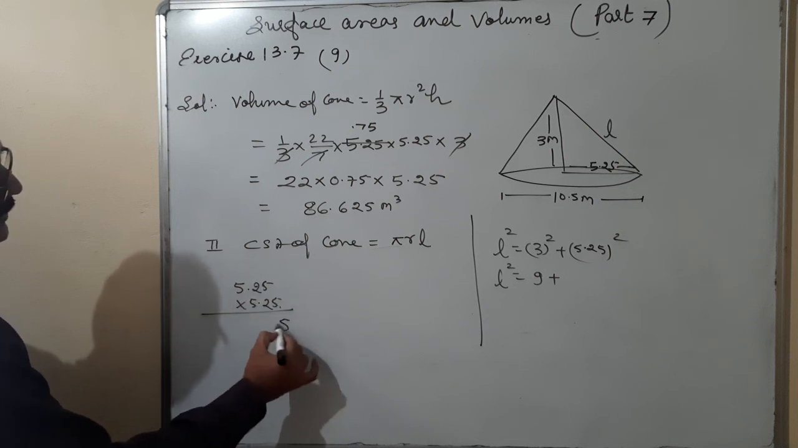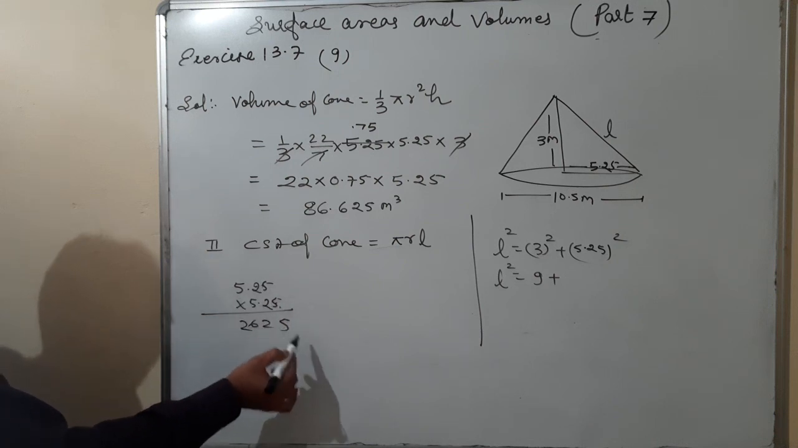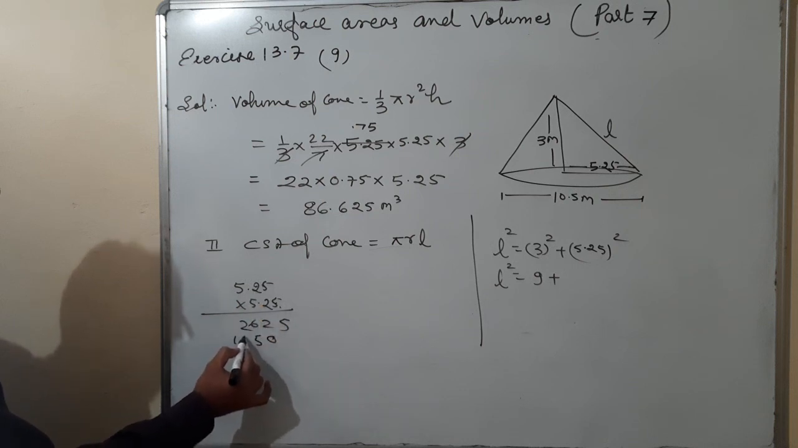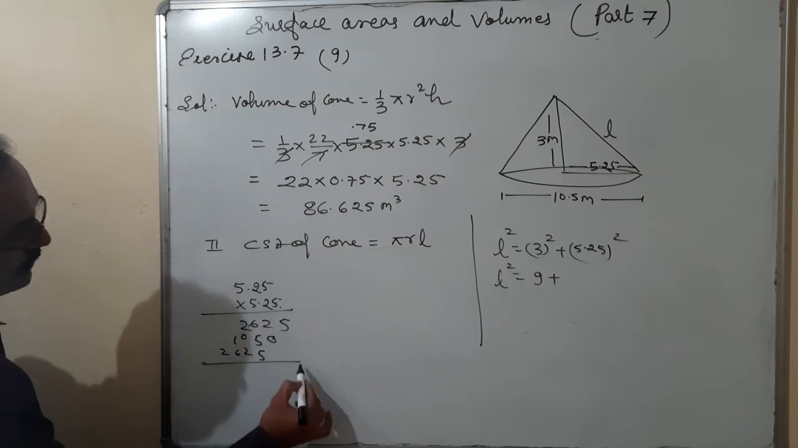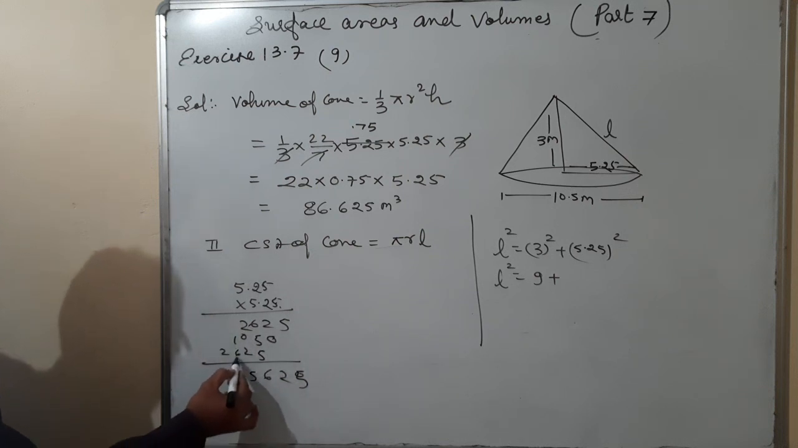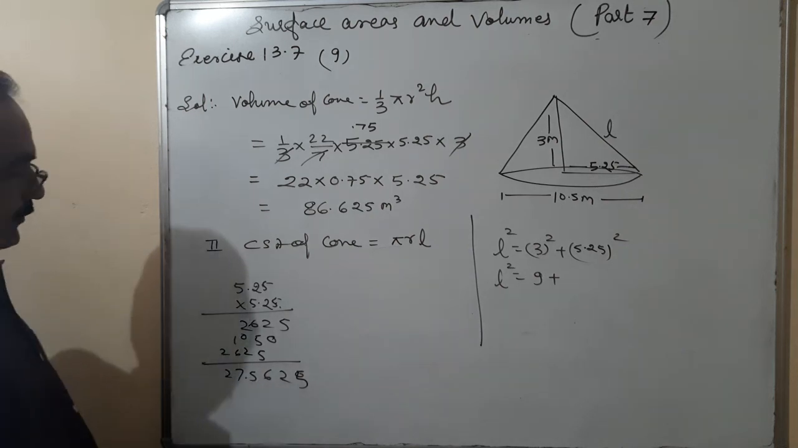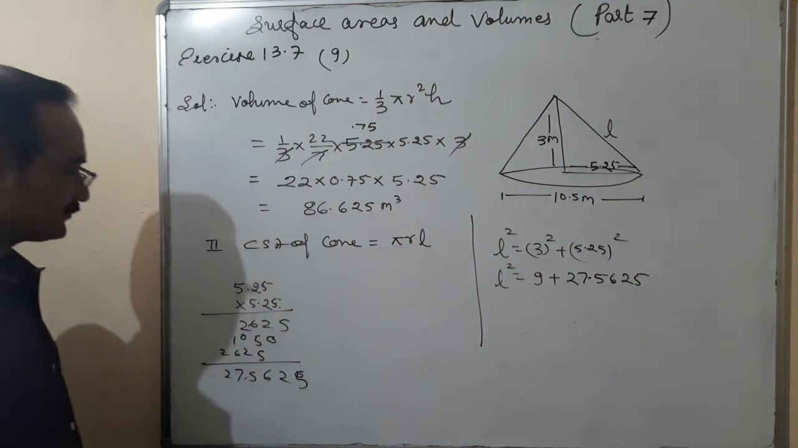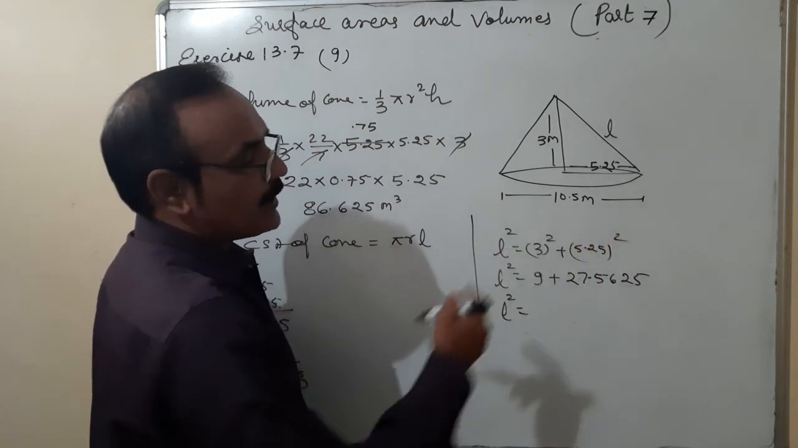Okay, 5 5s are 25, 2 5s are 10, 12, 1, 25, 1, 26. 5 5s are 25, 2 is 10, 12, 1, 5 2s are 10, 1, 2 2s are 4, 1, 5, and 5 2s are 10. And again it is coming 5 2 6 2, 5 2 6 5 7 2, 1 2 3 4. 27.5625. Okay. L square is equal to 9 plus 27.5625.